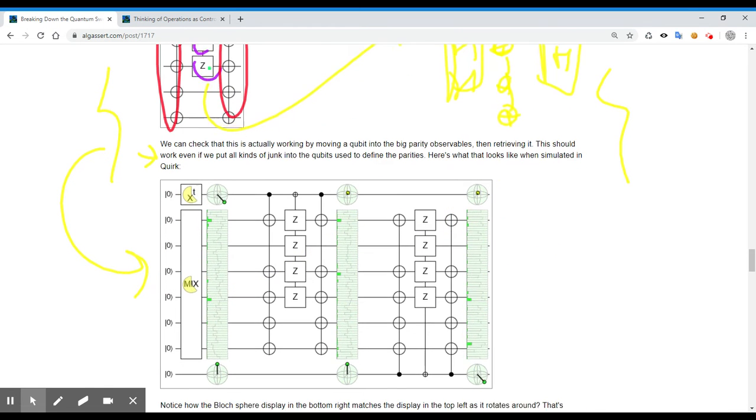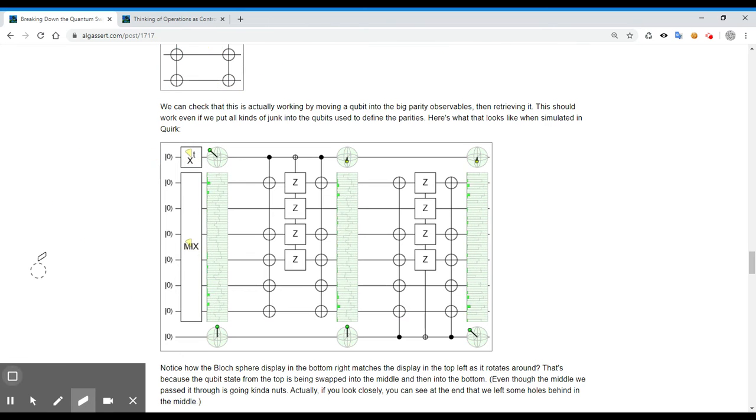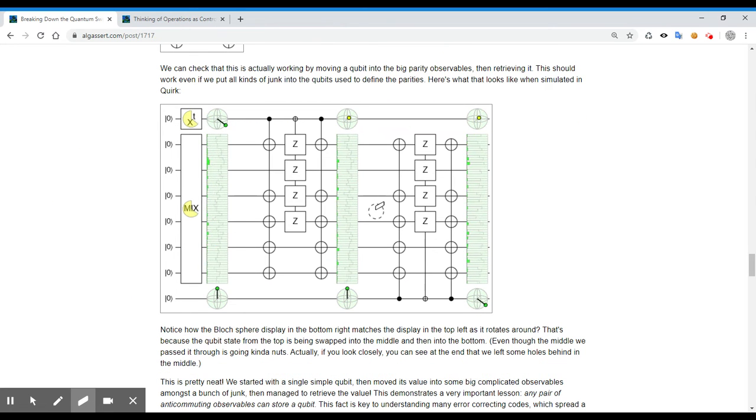Okay, so this is this, and then let me clean that up. And then you've got that animation here. We can check that it's actually working by moving a qubit into the big parity observables, then retrieving it. This should work even if we put all kinds of junk into the qubits used to define the parities. Here's what it looks like when simulated in Quirk. So you're doing the swap in here.